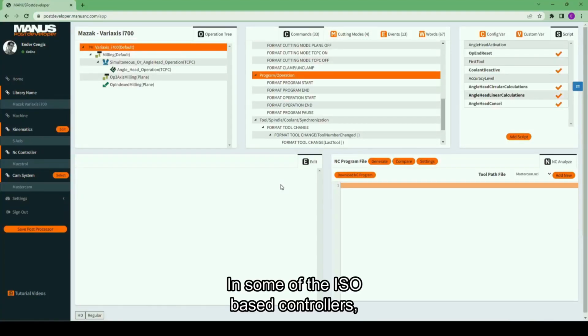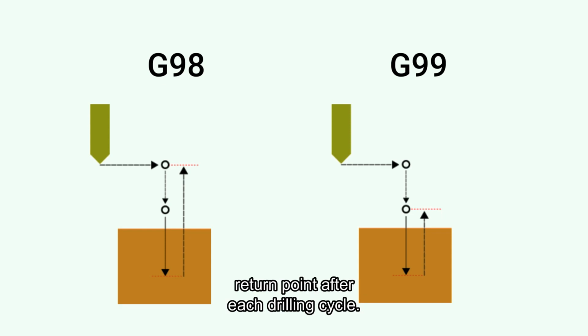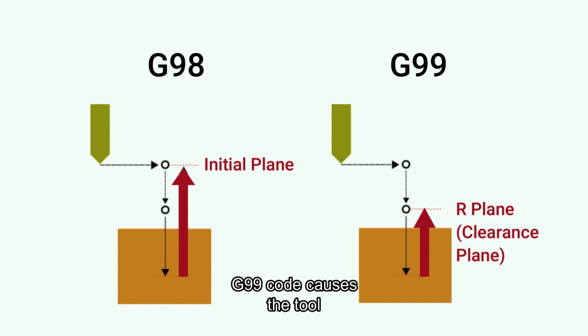In some of the ISO-based controllers, G98 and G99 are used to adjust the cutting tool return point after each drilling cycle. G98 code causes the cutting tool to return to the initial drilling start plane. G99 code causes the tool to return to the R plane instead.